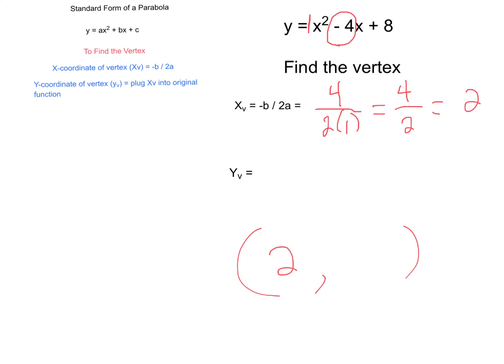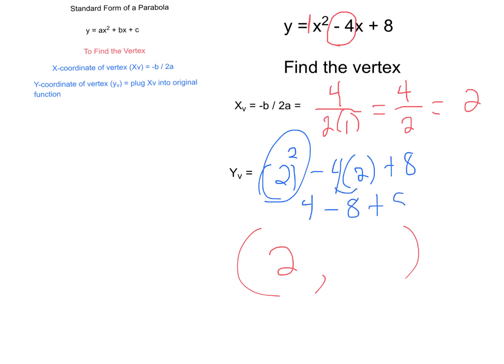Now let's go back and get the y-coordinate. Okay, so we're going to put 2 in for the x's. So 2 squared minus 4 times 2, plus 8. Again, 2 squared is 4. 2 times 4 is 8. Plus 8. And when I add that all together, 4 minus 8 is negative 4. And negative 4 plus 8 is positive 4. So my vertex is 2, 4.